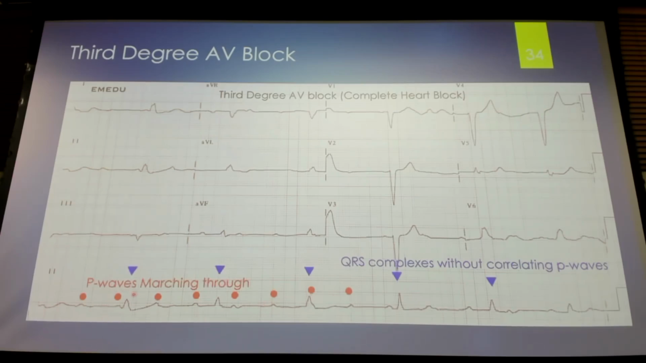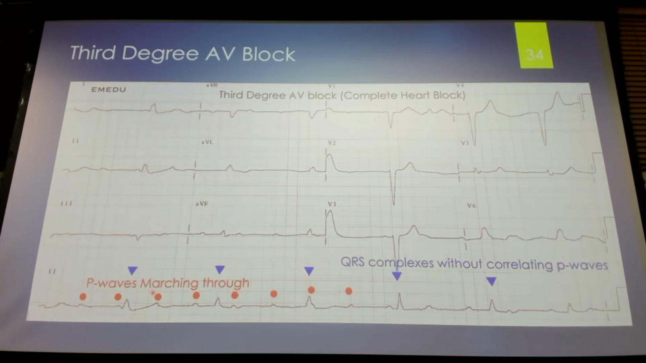We have a QRS complex here, here, here, here. Again, if you were to measure those with your calipers or piece of paper, you'll tell if you put a tick mark on top of one R wave, and you go to the next one, they march out exactly, because the ventricles are depolarizing like they're supposed to. They just don't know that the atria are depolarizing. So this is complete lack of communication between the atria and the ventricles.